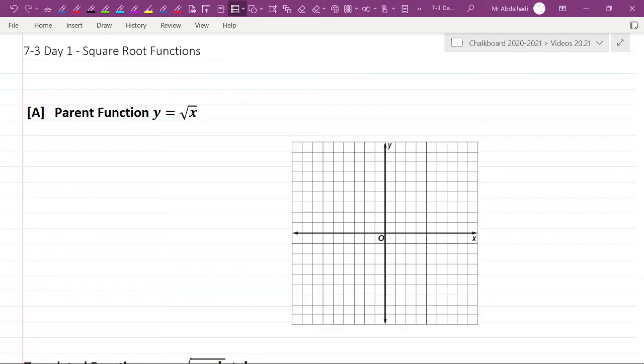Okay, welcome back. Today we're going to be talking about square root functions. So square root functions are very closely related to square functions, also known as y equals x squared, also known as quadratics. So when we learned about square functions, y equals x squared, the parent function was the parabola that sits in the center like this.